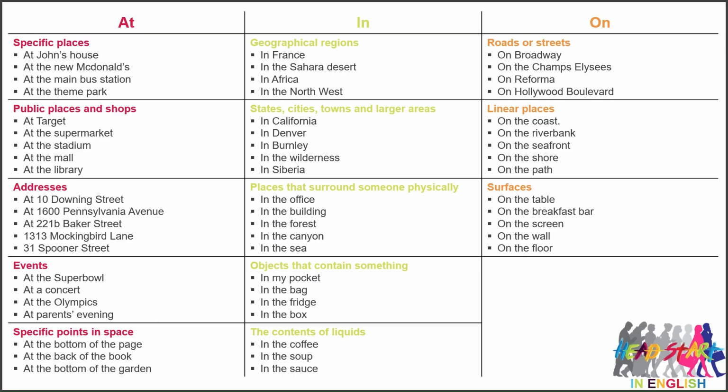Finally, we've got on. So in this column, we've got roads or streets, on Broadway, on the Champs-Élysées, on Hollywood Boulevard, all famous streets or roads around the world. Linear places, things that are in a line, so on the coast, on the riverbank, on the seafront, on the shore, on the path. Finally, we've got surfaces, things that tend to be flat, on the table, on the breakfast bar, on the screen, on the wall, or on the floor. So that's the material and the rules covered. Now let's put it to practice.